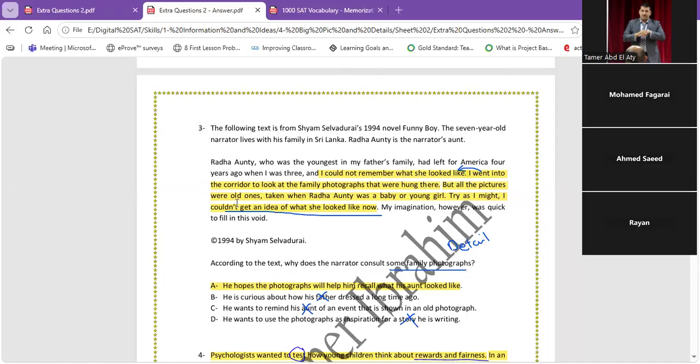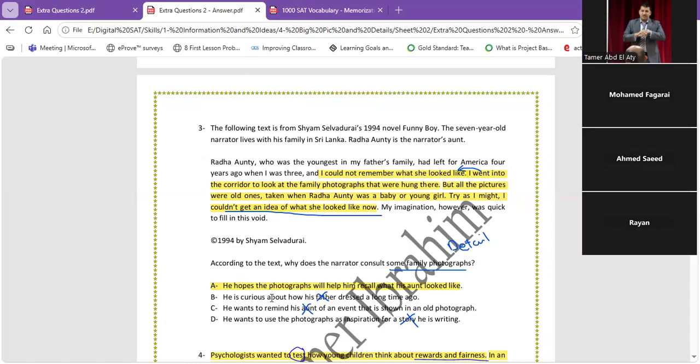But all the pictures were old ones, taken when Radha Auntie was a baby or young girl. Try as I might, I couldn't get an idea of what she looked like now. My imagination, however, was quick to fill in this void. So he hoped the photographs would help him recall what his aunt looked like. Yes, it mentioned here what she looked like.